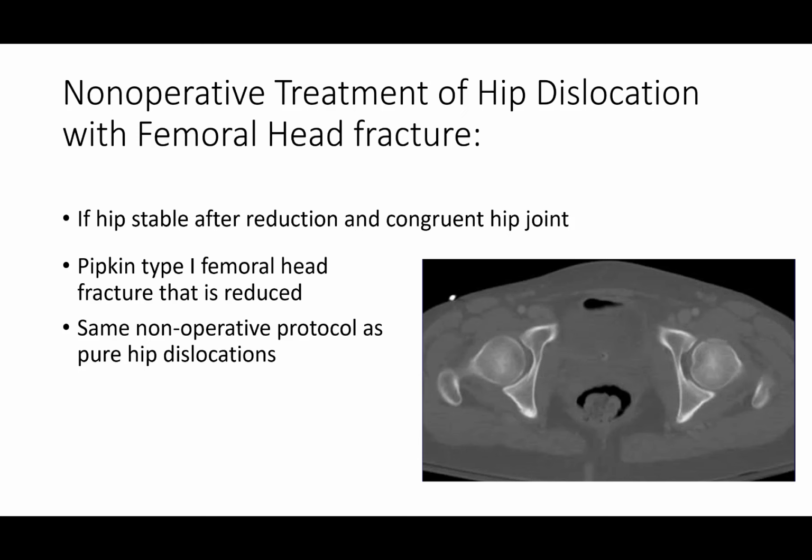So, non-operative treatment of hip dislocation with a femoral head fracture. Well, sometimes it doesn't need surgery. If the hip is stable after reduction and you have a congruent hip joint and perhaps a Pipkin 1 fracture that's reduced here, if you look closely, there's a Pipkin 1 infrafoveal fracture here anteriorly, and it looks reasonably reduced. So this may not require open reduction internal fixation and can be treated like we did for our case, non-surgically with toe touch weight bearing and close follow-up.